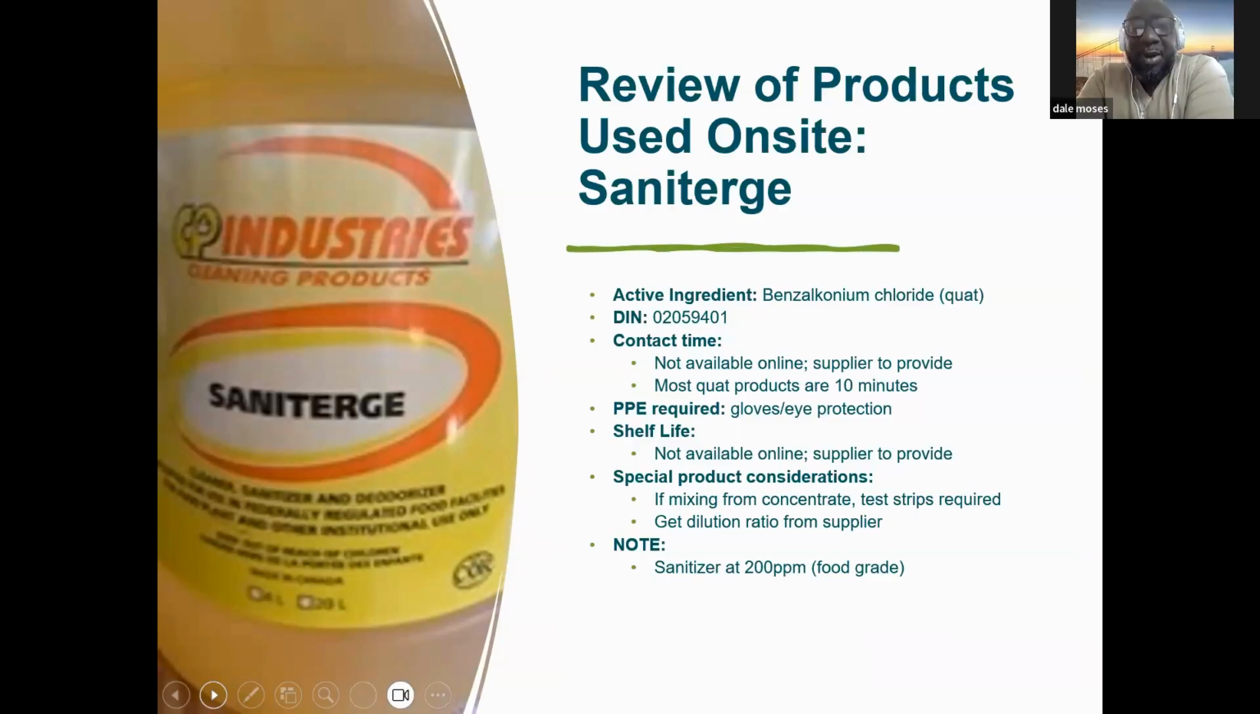Again, benzalkonium chloride. Quats is what we like to call them. We got a DIN on this. We have a contact time as well, which is about 10 minutes. PPEs: gloves and eye protection. Shelf life not available, but the supplier will provide. And again, as a sanitizer, it has to be mixed at 200 parts per million, which makes it food grade as well.